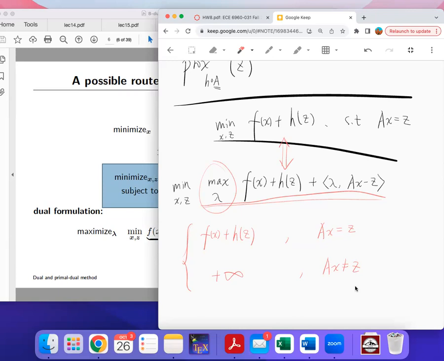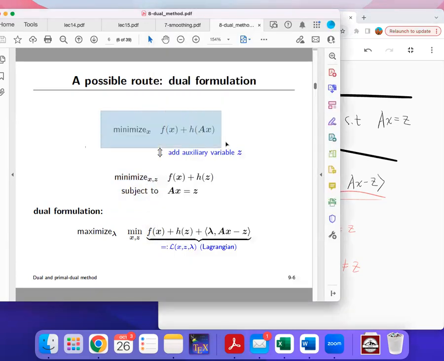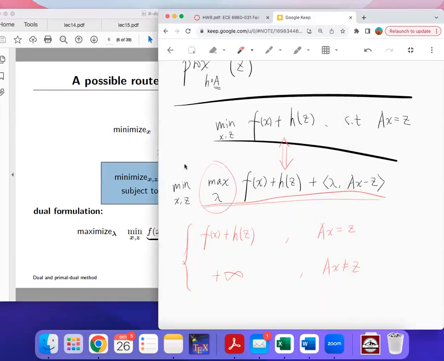Right. So up to this step, we have shown that the original problem equals this constraint form, and this constraint form equals this multiplier form, this min-max form. So these three are equivalent.